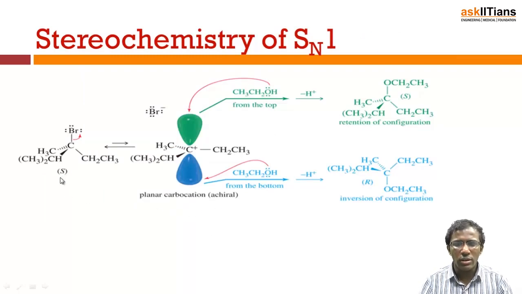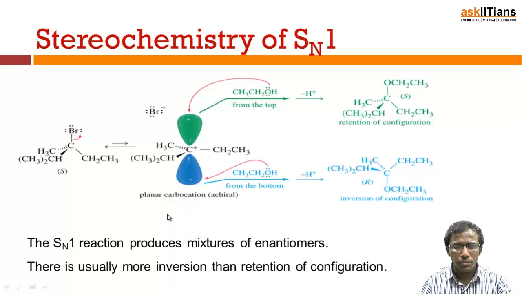If it is S, then you will get S as well as R. S means it is the same configuration as the reactant, but here it is inverted, right? So this is known as racemization, and that is possible due to the planar carbocation. So the SN1 reaction produces a mixture of enantiomers, but usually there is more inversion than retention of the configuration. So you don't get both of these in equal proportions. You will get the inverted one in higher proportion, and the retention of the configuration will be in a smaller amount.